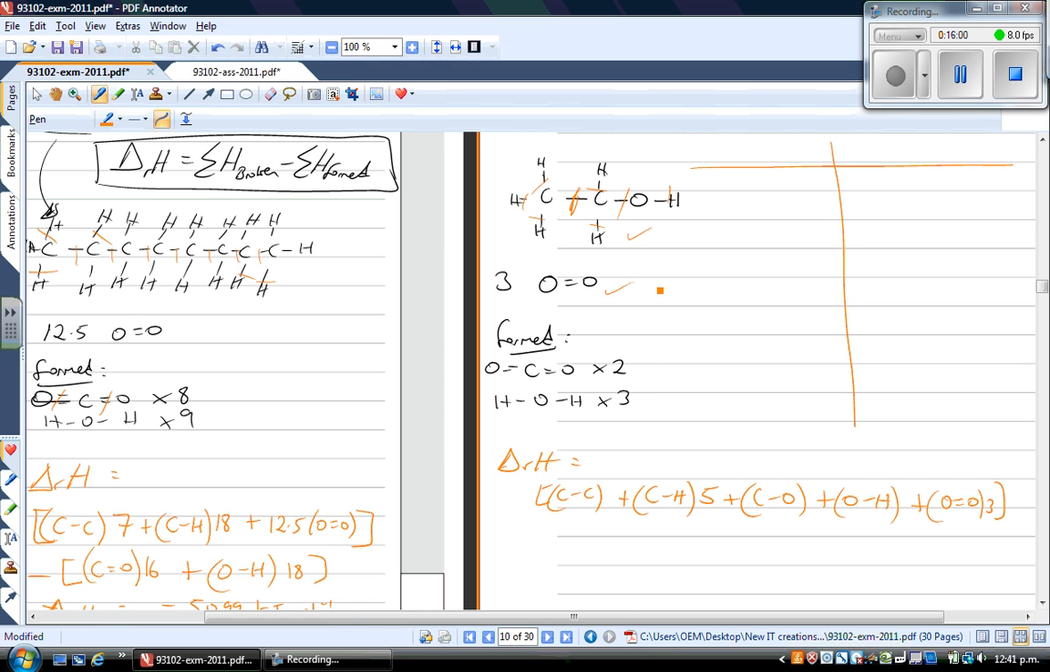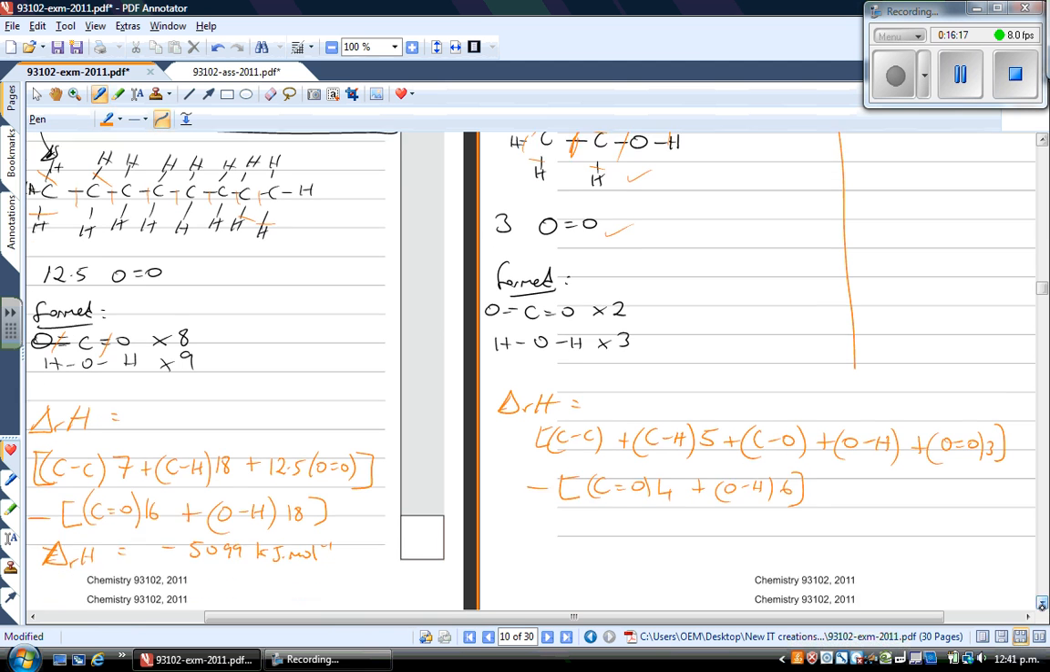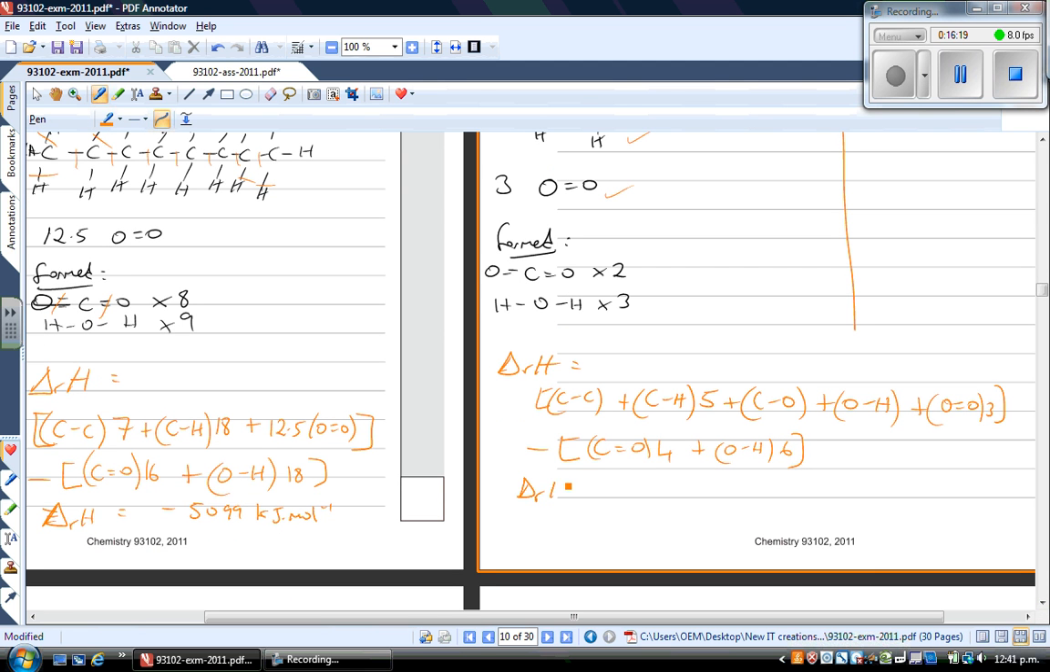So we counted for all of those bonds, and then subtract from that the total bonds formed, which will be the carbon-oxygen. You've 2 times 2 of those, you've 4 altogether. Plus you have the OH bonds, you've 3 times 2 of those, so you've 6 altogether. And that gives you an answer, enthalpy for the reaction of minus 1263 kilojoules per mole.